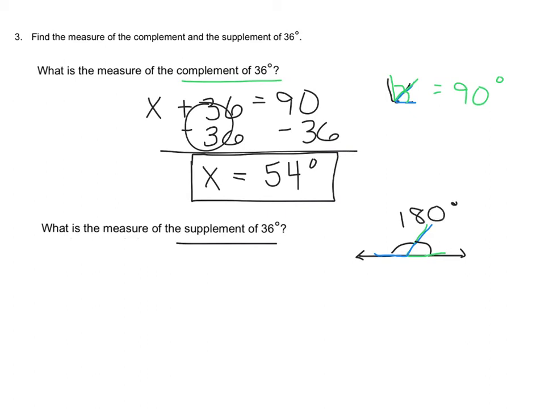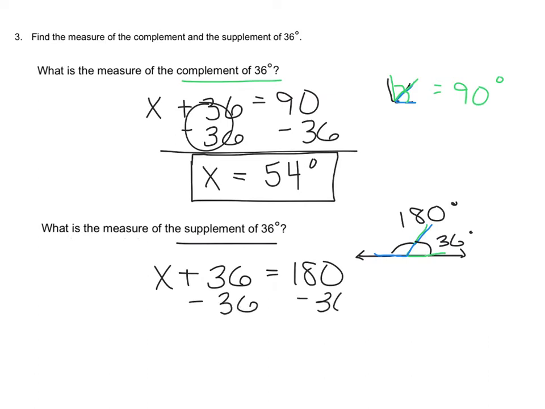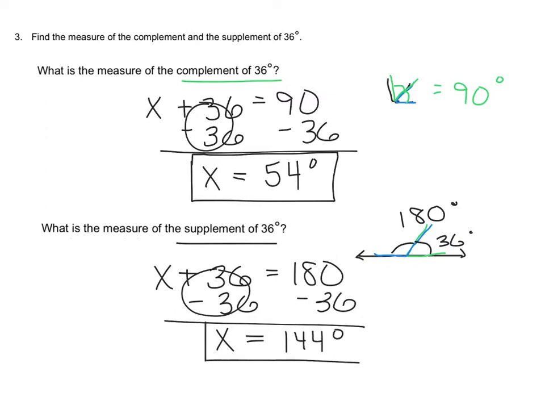I know that one of my angles is 36 degrees, so I can set up an equation to solve for the supplement. This will be x plus 36 equals 180. You can subtract 36 from both sides. x equals 180 minus 36, and 180 minus 36 is 144. So the supplement of 36 degrees is 144 degrees.